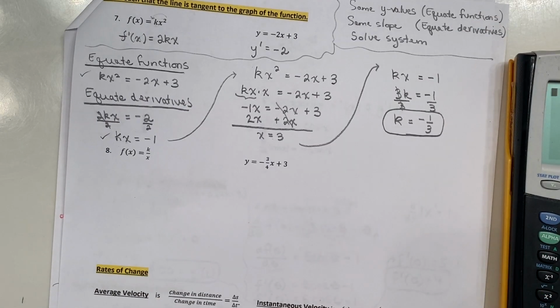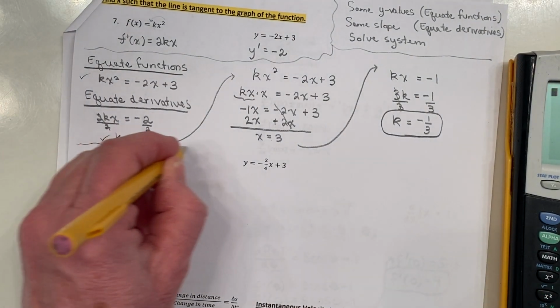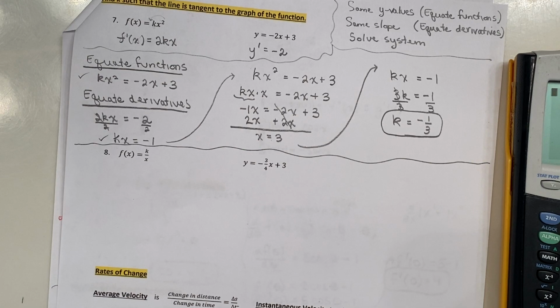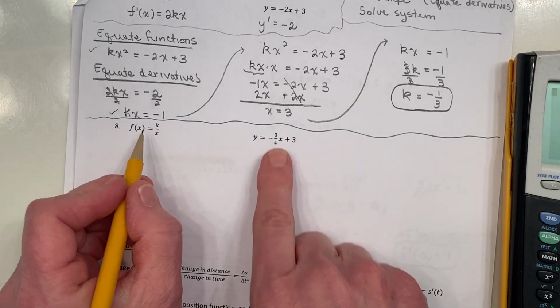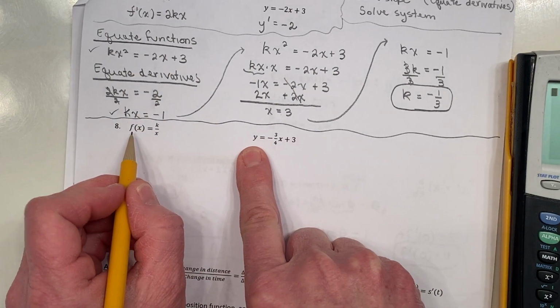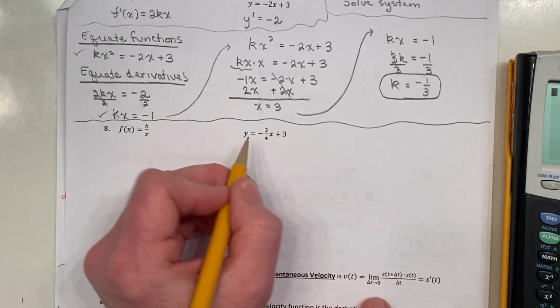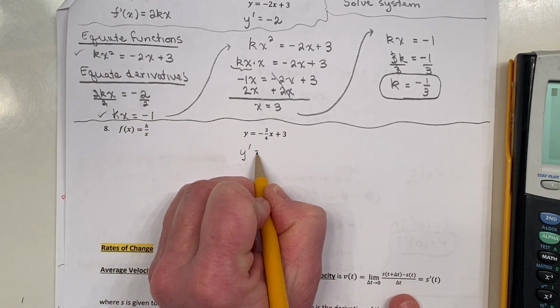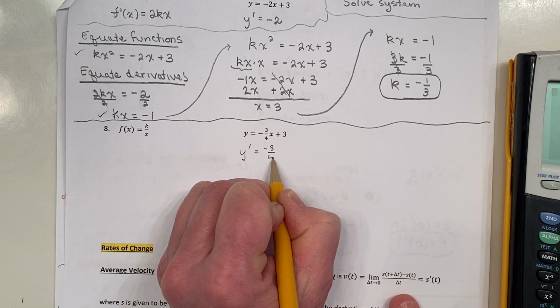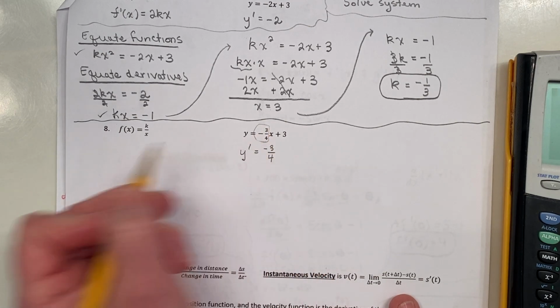Okay, similar problem, but the algebra is going to be a little bit different in solving the system. So same idea. Let's set the equations equal to each other and the derivatives equal to each other. Well, we've got the two equations, the two y coordinates. Let's find the derivative. This derivative is going to be easy. This prime is going to be -3/4 because the derivative of a linear function is just the slope.